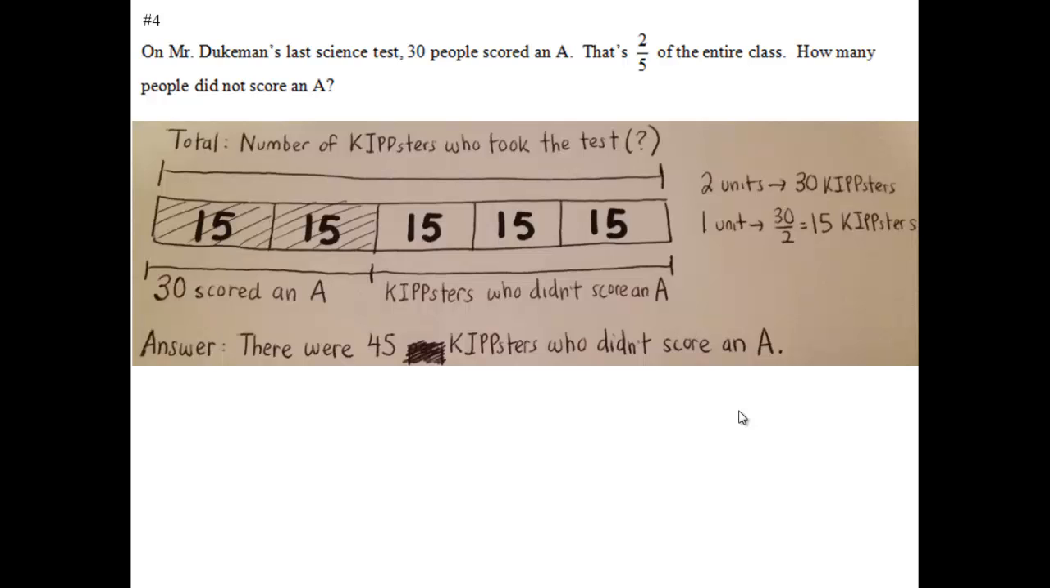Here we go. Another one where I do not know the total. The total in this case was the number of Kipsters who took the test. It was not 30 people, because that's not everyone who took the test. It said 30 people was 2/5 of the entire class. So over here, I shaded in 2/5 and wrote 30 that scored an A. These were the Kipsters who didn't score an A. You can see I put 15 for each unit, and there were 45 Kipsters, 15, 30, 45, who didn't score an A.